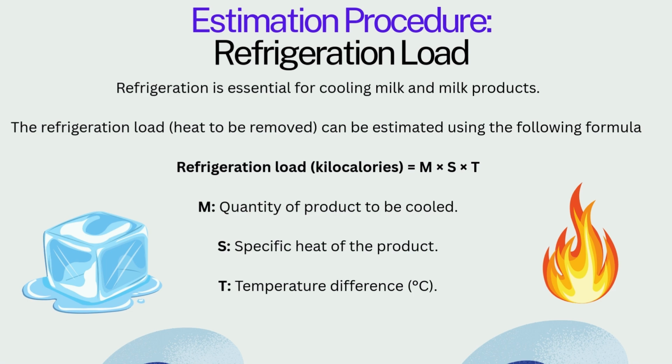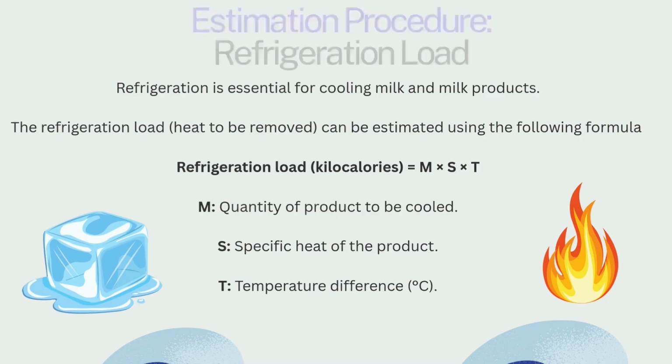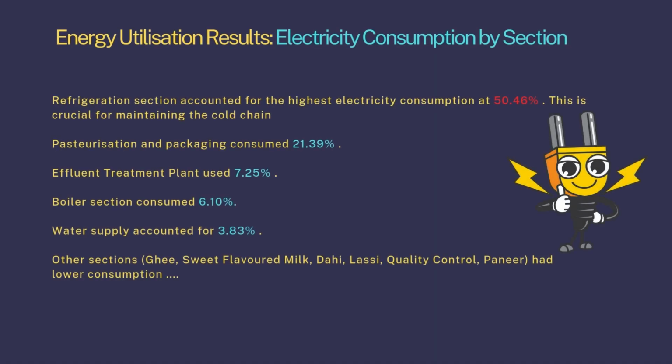Okay, let's move on to the results of the study, starting with electricity consumption. In this slide, we will see about energy utilization results, electricity consumption by section. The refrigeration section accounted for the highest electricity consumption at 50.46%. This is crucial for maintaining the cold chain.